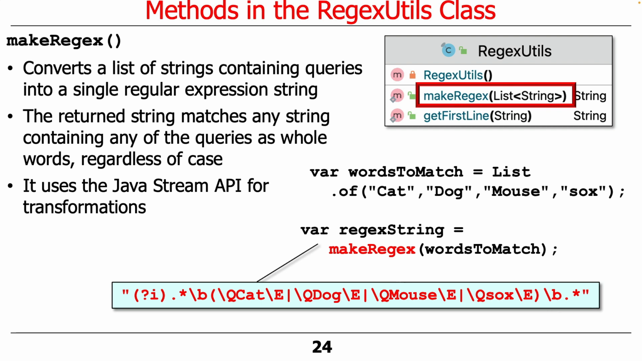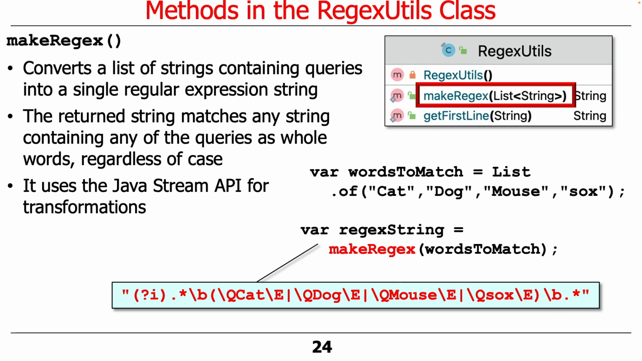So here's an example. We're going to have a list: cat, dog, mouse, and socks. And then we're going to call make regex on that list. And it's going to give us back a string. And this is what the string is going to look like. And believe it or not, what this regular expression says is do comparisons in a way that ignores case. So be case insensitive. That's what the question mark lowercase i means. And then it says match anything, whether lower or uppercase, that has anything followed by cat or dog or mouse or socks, followed by anything. And so that's what the regular expression matching is going to do.